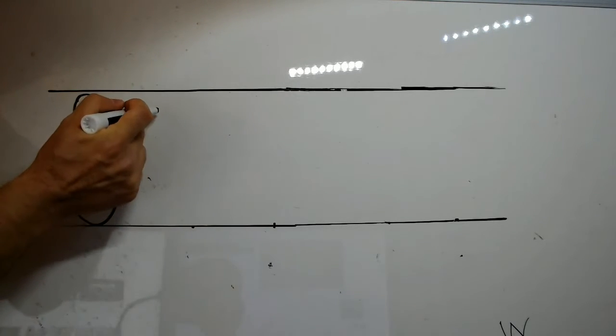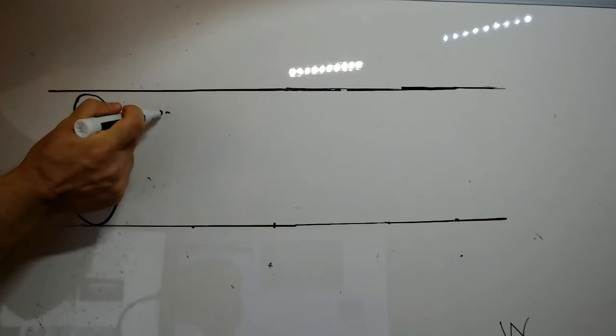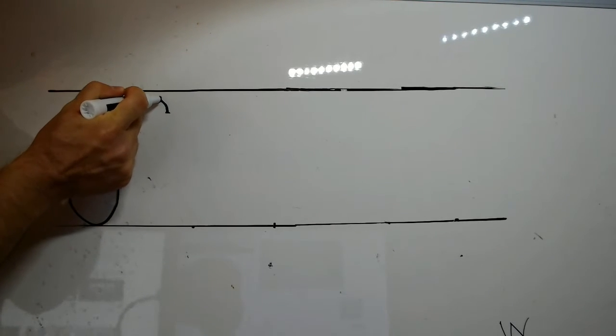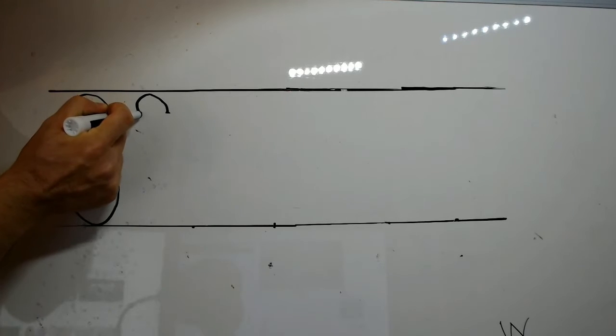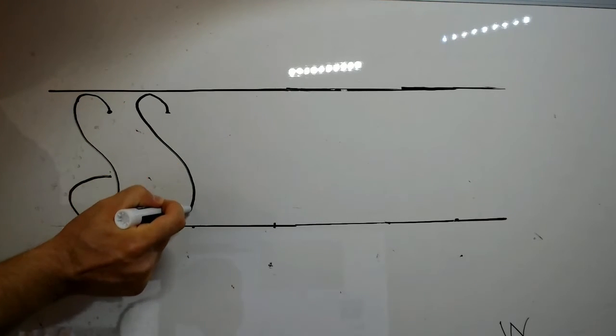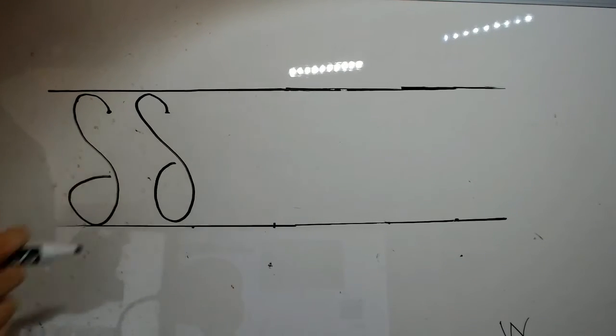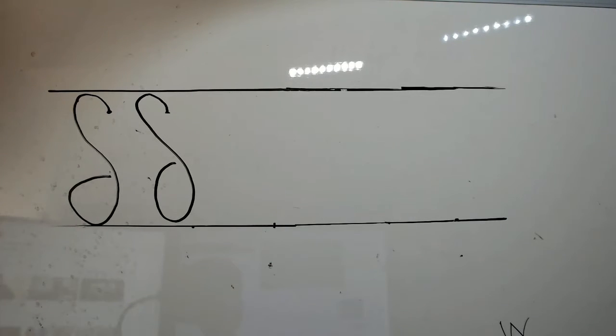Okay, I'll do it again. We're going to start up here, make a little hook, start moving to the left and make a little hook there. Come down, nice and curvy, and there we go. Delta, like dog.